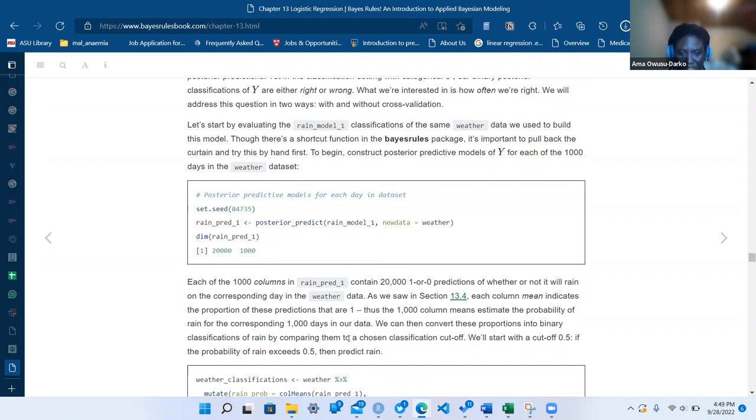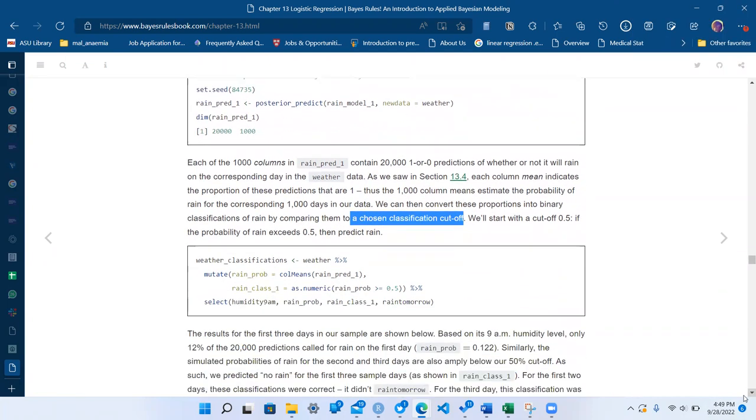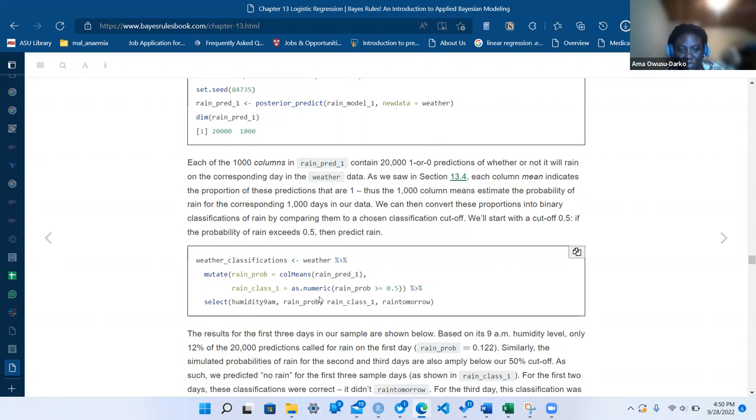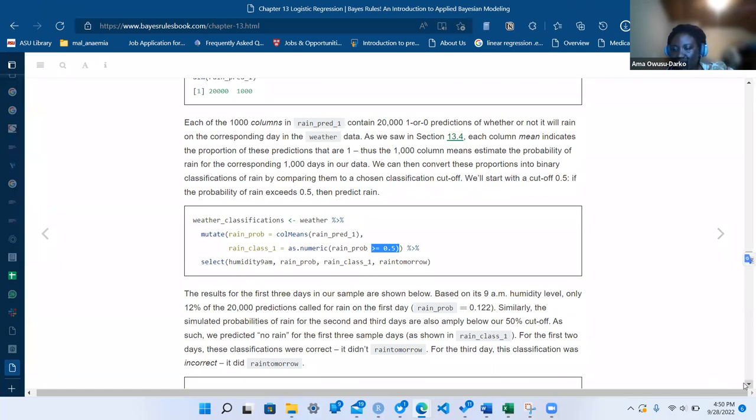So he's talking about the chosen classification cutoff. Right. Okay. So he's now using just normal dplyr. It says mutate, call means, and then we are classifying this as one if the probability is greater than or equal to 0.5. And then we are checking from there.